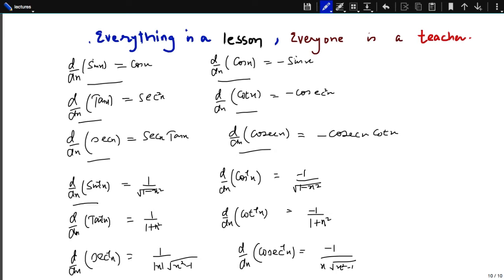derivative of inverse trigonometric functions, that is sin inverse x, 1 upon square root of 1 minus x square, derivative of cos inverse x is minus 1 upon square root of 1 minus x square, derivative of tan inverse x is 1 upon 1 plus x square, derivative of cot inverse x is equal to minus 1 upon 1 plus x square, derivative of sec inverse x is 1 upon mod x square root of x square minus 1, and derivative of cosec inverse x is equal to minus 1 upon mod x square root of x square minus 1.